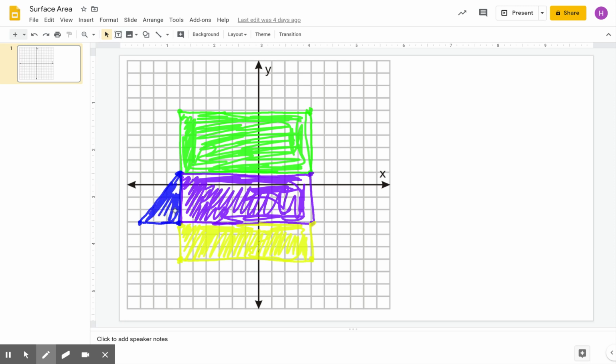Okay. And then our last one is orange. So we're going to go positive 4, positive 1, positive 4, negative 3, and positive 7, negative 3. And we have our second triangle. Now these 2 triangles are identical base and height, so we will be able to just calculate that once.